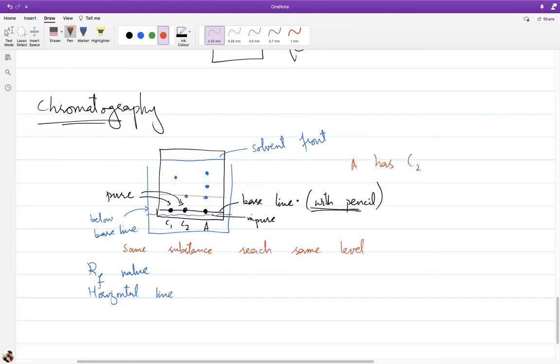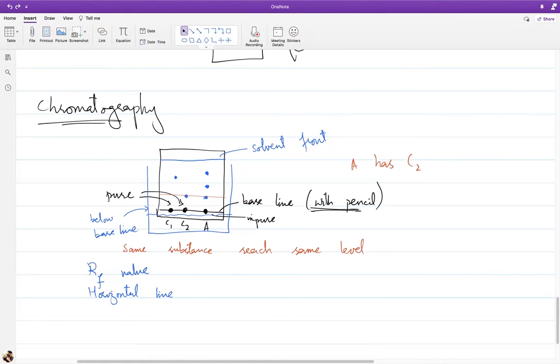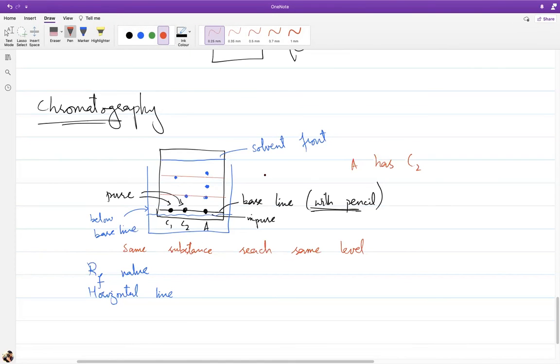That's what we'll say. We won't say that A has only C2, because A के अंदर और भी तो चीजें हैं, एक ये spot है, एक ये spot है. But A definitely has C2 because it's on the same level. It doesn't have C1 because C1 के level पे तो वहां पे कुछ है ही नहीं. So if you draw a horizontal line for C1, तो कुछ भी नहीं है वहां पे. Okay. That is horizontal line test.